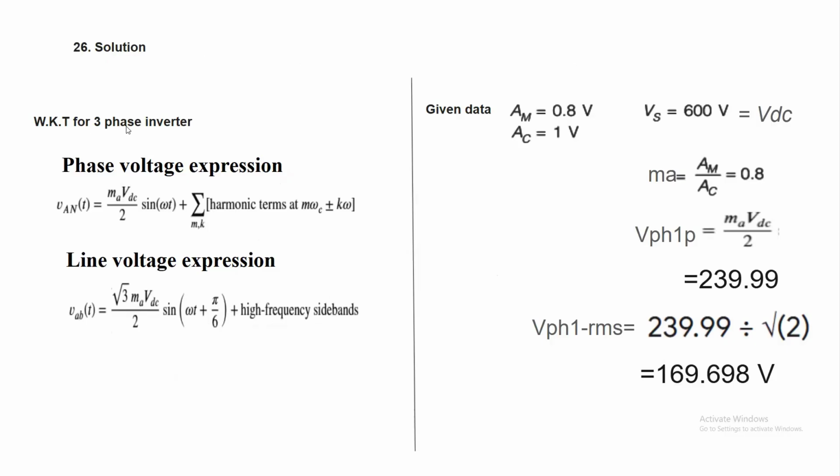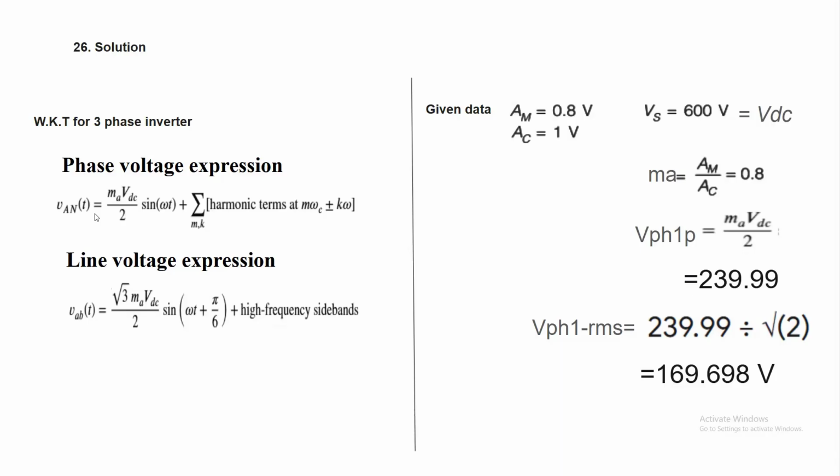We know that for a three-phase inverter, the phase voltage expression is given by this formula: VAN = MA VDC/2 sin ωt plus harmonic terms, and the line voltage expression is √3 MA VDC/2 sin(ωt + π/6) plus higher frequency sidebands. Here MA is the modulation index, which is the ratio of the amplitude of the modulating signal to the amplitude of the carrier signal, and VDC is the DC link voltage, and these are all the harmonics.